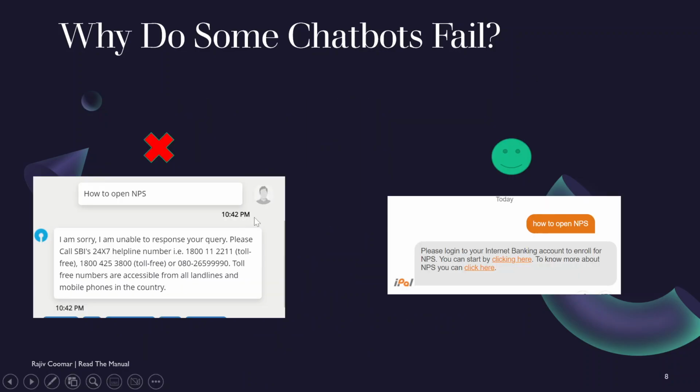So if you go back to the previous example which I mentioned, if you see over here on the left hand side, what it is saying is, "I'm sorry, I'm unable to respond to the query," which is perfectly fine. But now over here it is saying to call a particular number.